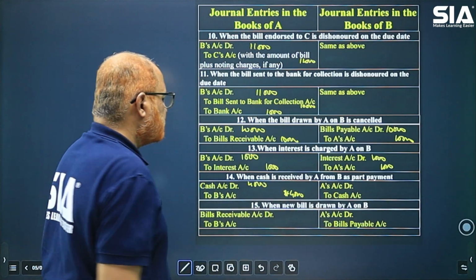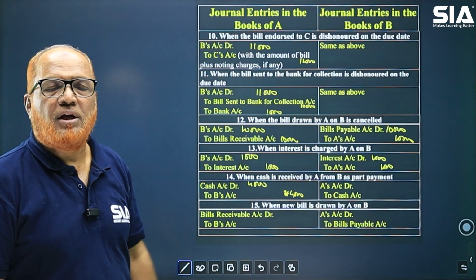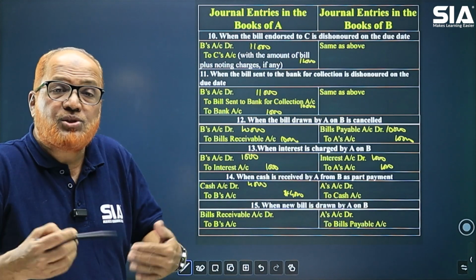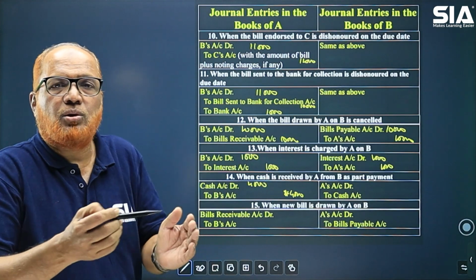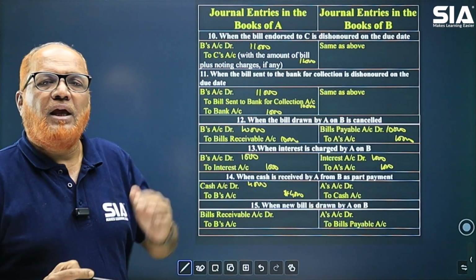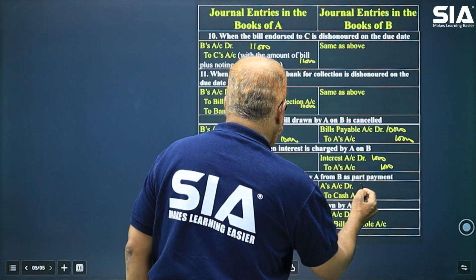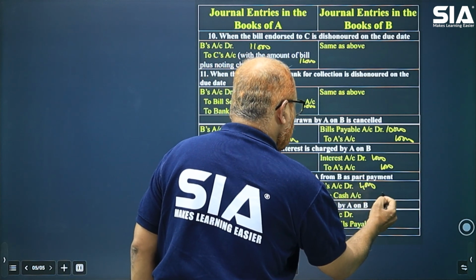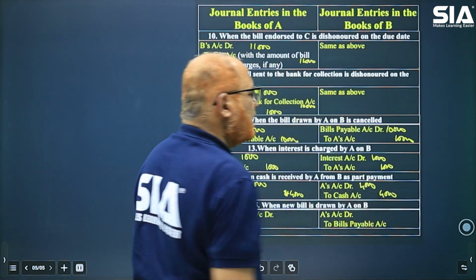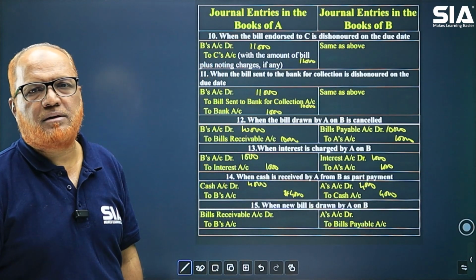Right? Cash account debtor to B's account. In the books of B, cash is paid, cash is going out, so cash account is credited. A's account debtor to cash. A's account debtor 4,000 to cash 4,000. This is the entry for part payment.